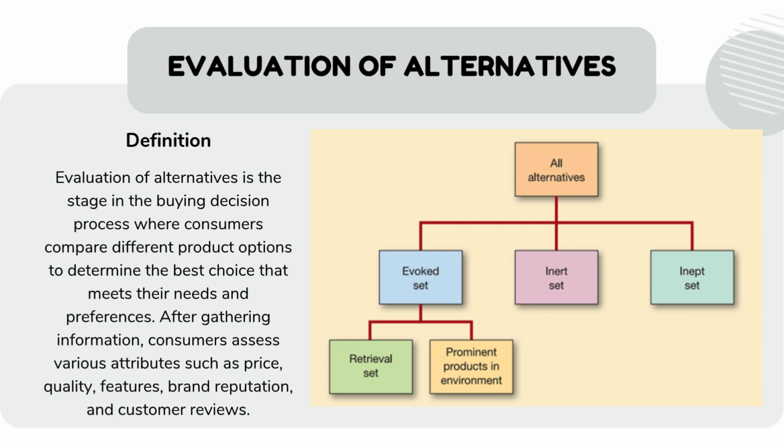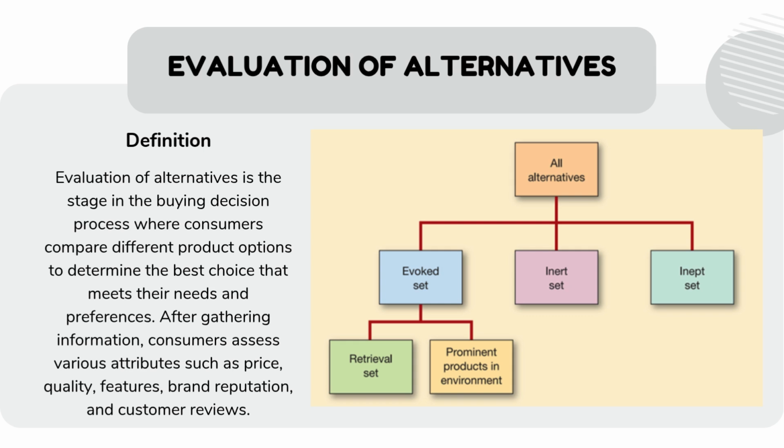The inert set includes brands or products that a consumer is aware of but feels neutral about. These options do not evoke strong positive or negative feelings, and the consumer may not actively consider them unless given additional information or incentives. A brand in the inert set can move to the evoked set if a consumer encounters persuasive marketing, recommendations, or promotional offers that highlight its benefits. For instance, if someone is looking for a new laptop but has no opinion about a certain brand, a well-placed advertisement or a friend's recommendation may bring it into consideration.